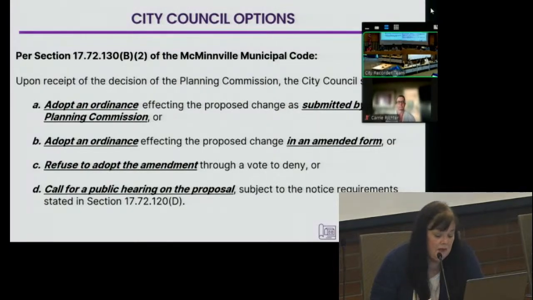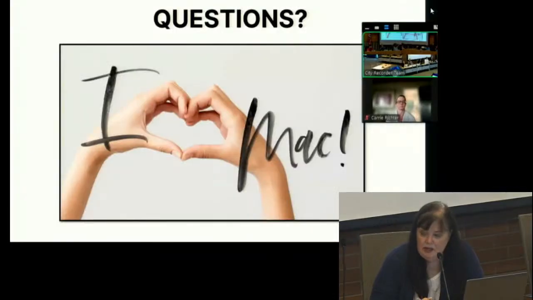Or you can call for a public hearing on the proposal, so you can say, I'd like to open up a public hearing and hear more from people about it. To do a public hearing, we would go through the noticing requirements, so it would probably be about 4 to 5 weeks from now. Or you could remand it back to the Planning Commission. I should have added that to the slide, for them to do more work if you wanted to do that. With that, I'm happy to answer any questions you have.